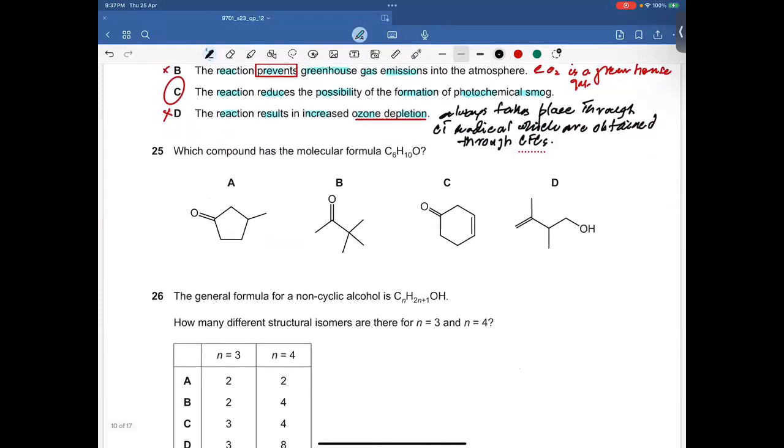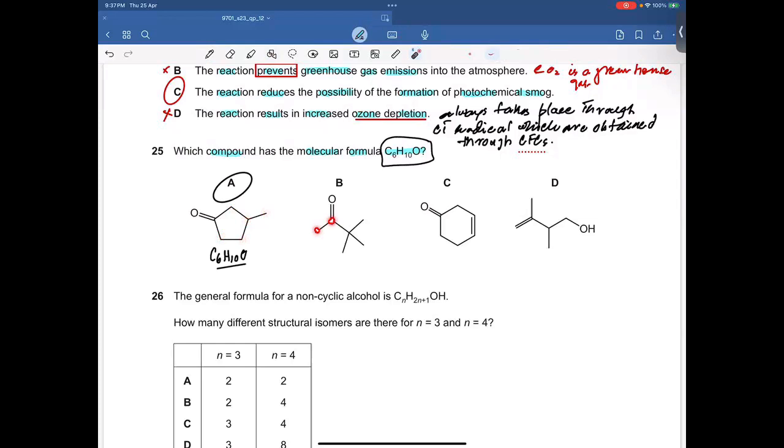All right. Question number 25. Which compound has the molecular formula C6H10O? 1, 2, 3, 4, 5, 6 carbon atoms we have. Let's talk about hydrogen. 2, 4, 6, 9, and this one is 10. 10 hydrogen atoms and 1 oxygen atom. So both the formulas are the same, which means A is going to be the right answer. Let's talk about B.